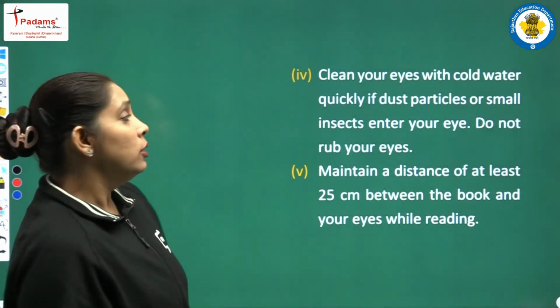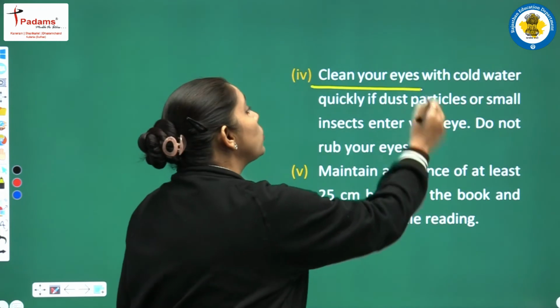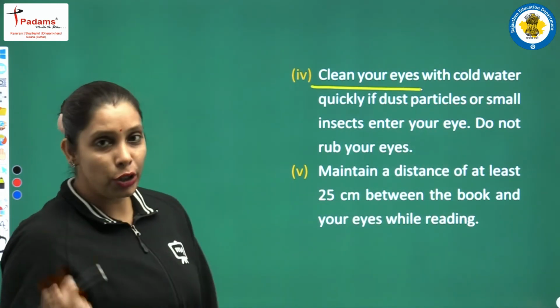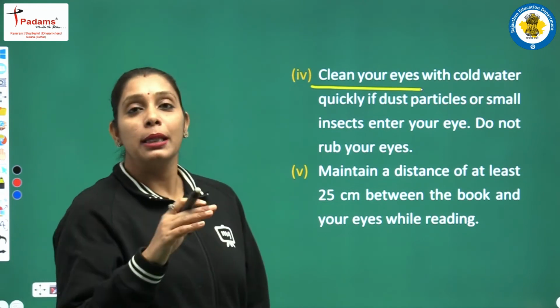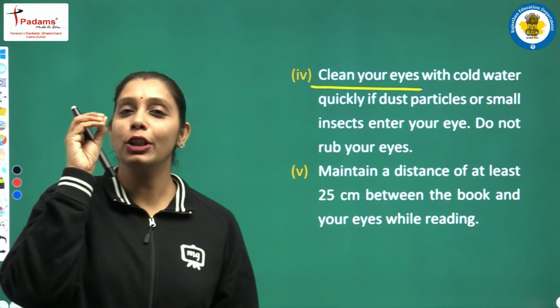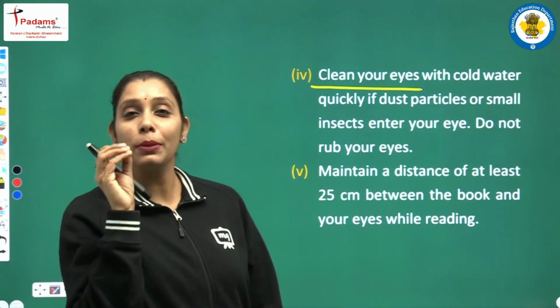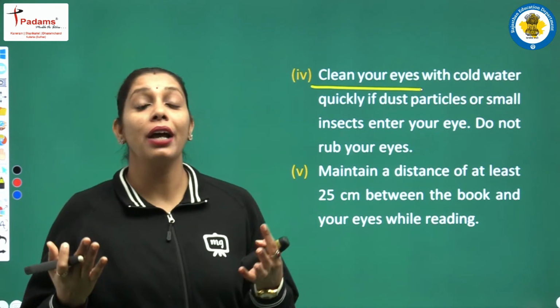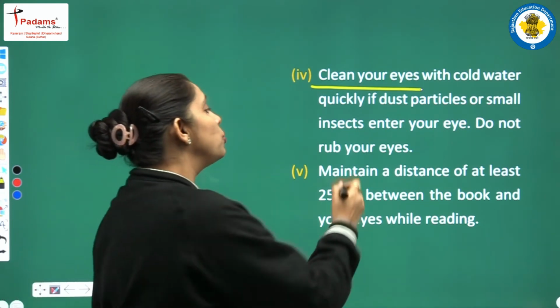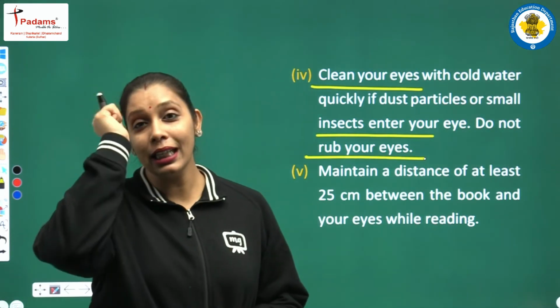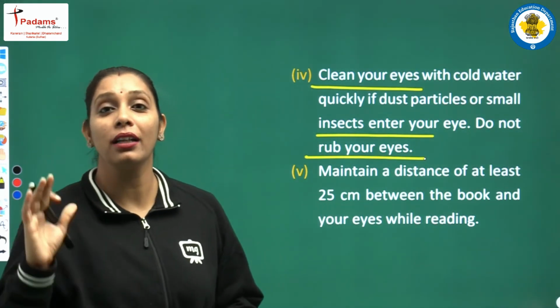क्लियर? Clean your eyes with cold water quickly if dust particle or small insect enter your eyes. देखो, जब बसंत वाला सीज़न चलता है तब वो ब्लैक कलर की छोटे छोटे इंसेक्ट्स जिनको आप चेपा कहते हो आपकी आँख में चला भी जाता है. तो what you have to do? You have to clean your eyes with cold water. Do not rub your eyes. ठीक है, आँखों को मसलना नहीं चाहिए, जो हमारी सबसे बेकार आदत है.